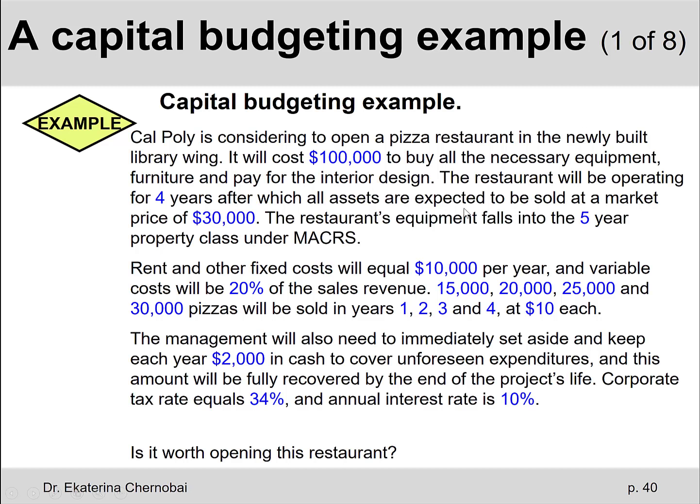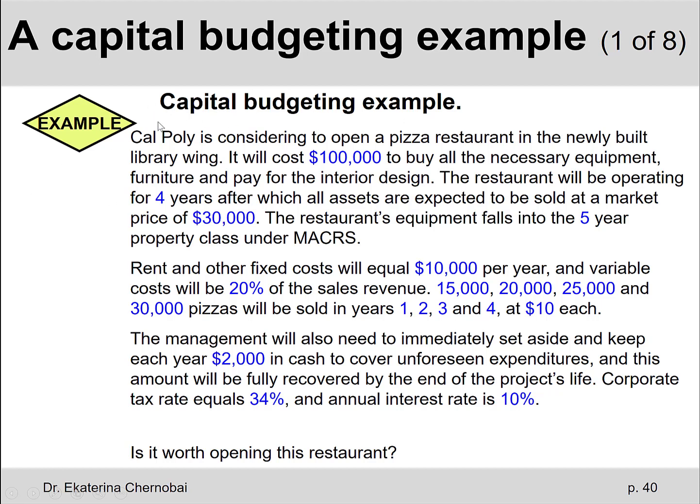Now let's put all of the above together. Let's cover the following capital budgeting example. Capital budgeting basically means a long-term investment decision, and it also means basically calculating the net present value.